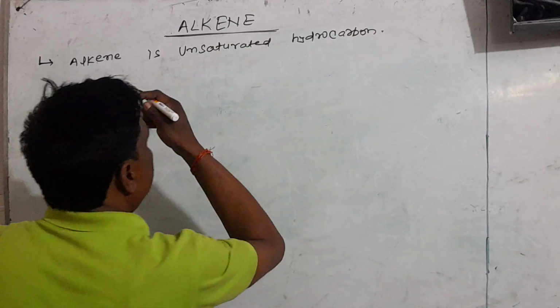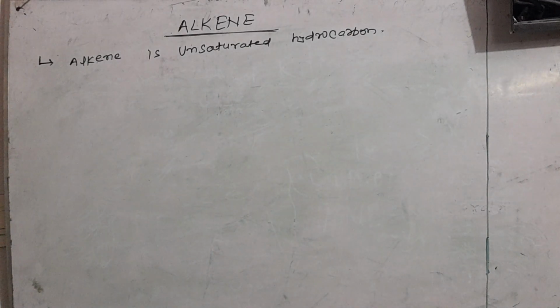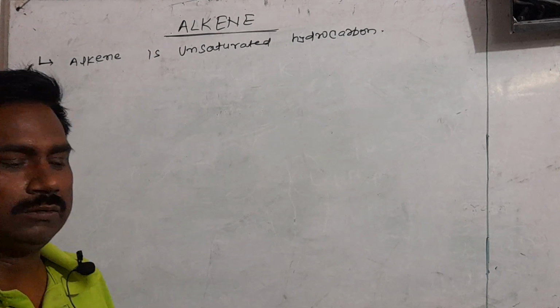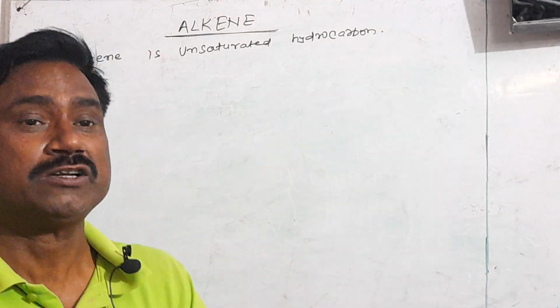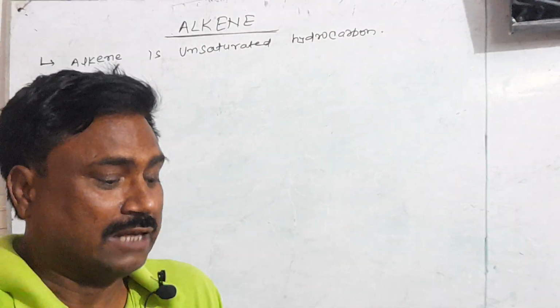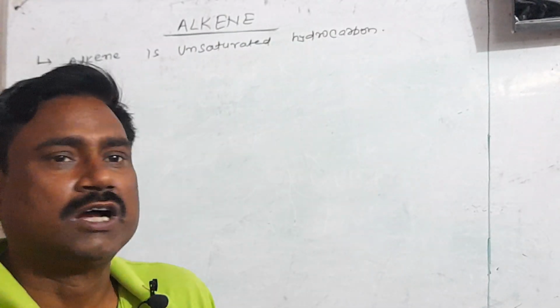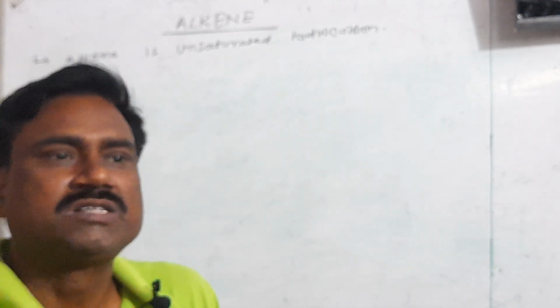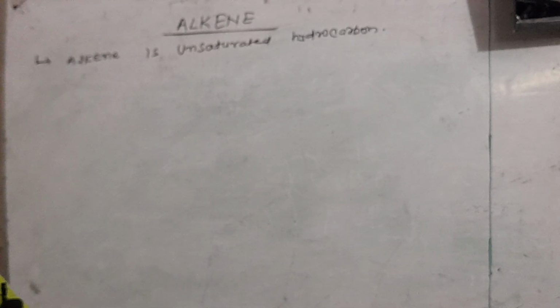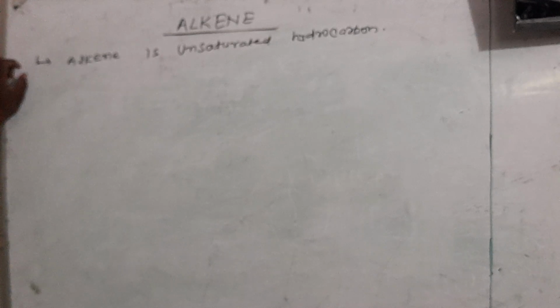What is the meaning of unsaturated hydrocarbon? That means carbon-carbon atoms are bonded with either a double bond or a triple bond. In the case of alkene, you must remember this point: carbon-carbon must be bonded with a double bond. So the first point in alkene is that alkene is an unsaturated hydrocarbon.